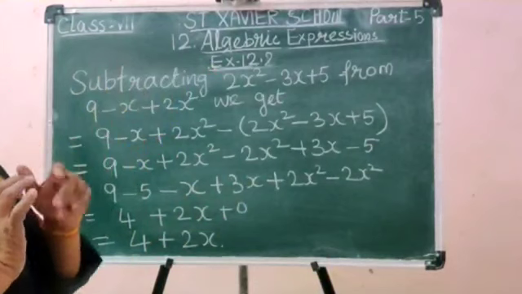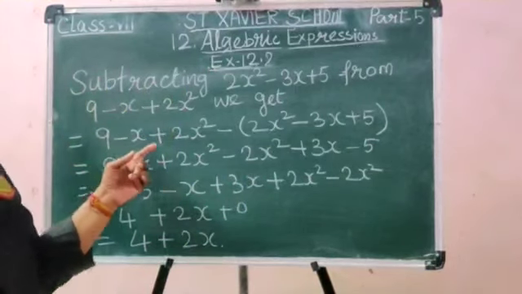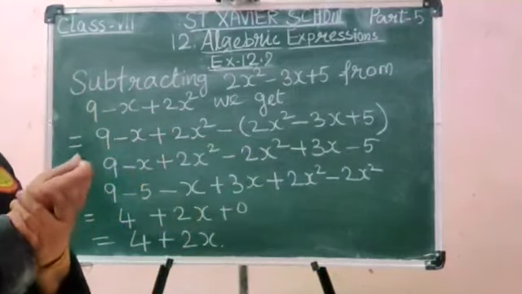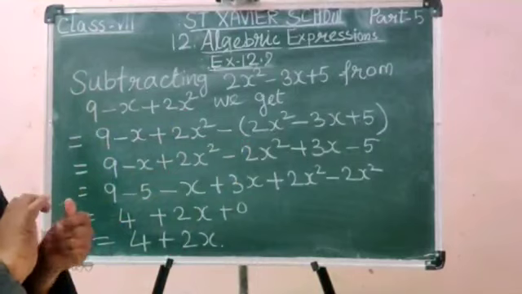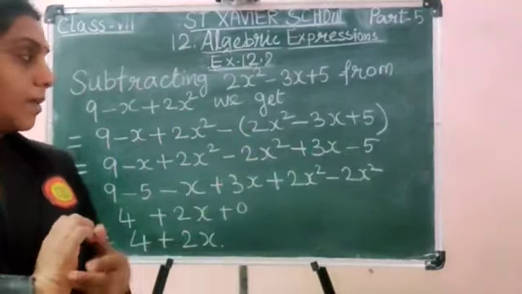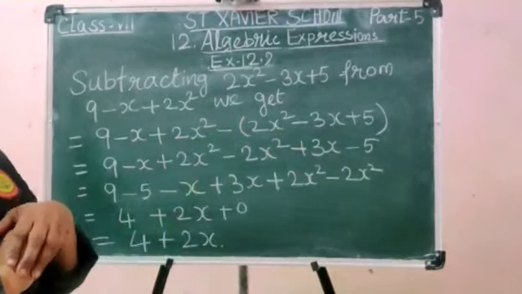How we got these two? That we have added that. So we get 9 minus x plus 2x squared minus of 2x squared minus 7x plus 5. So clearing the bracket. Minus into 2x squared, so minus 2x squared, minus and minus will become plus, plus 7x, and minus into plus, it will become minus 5.